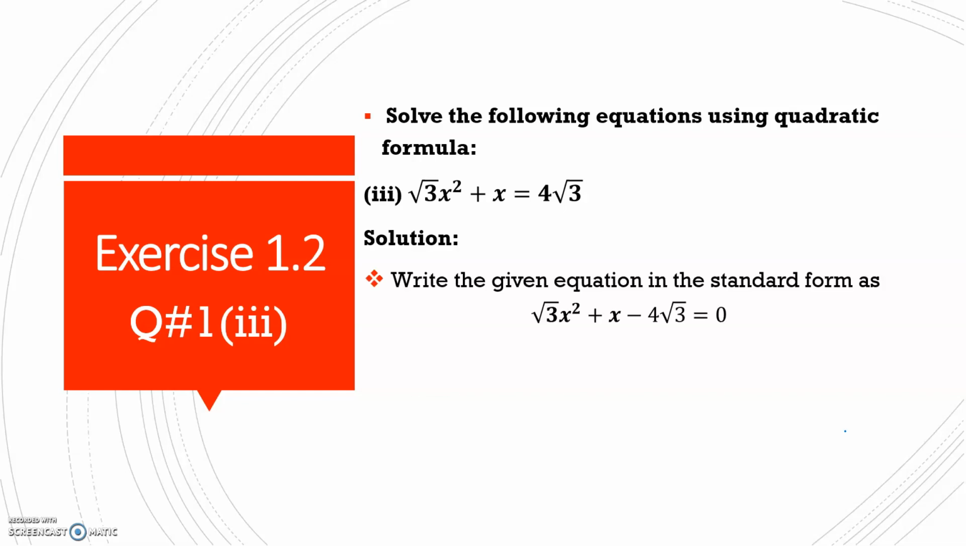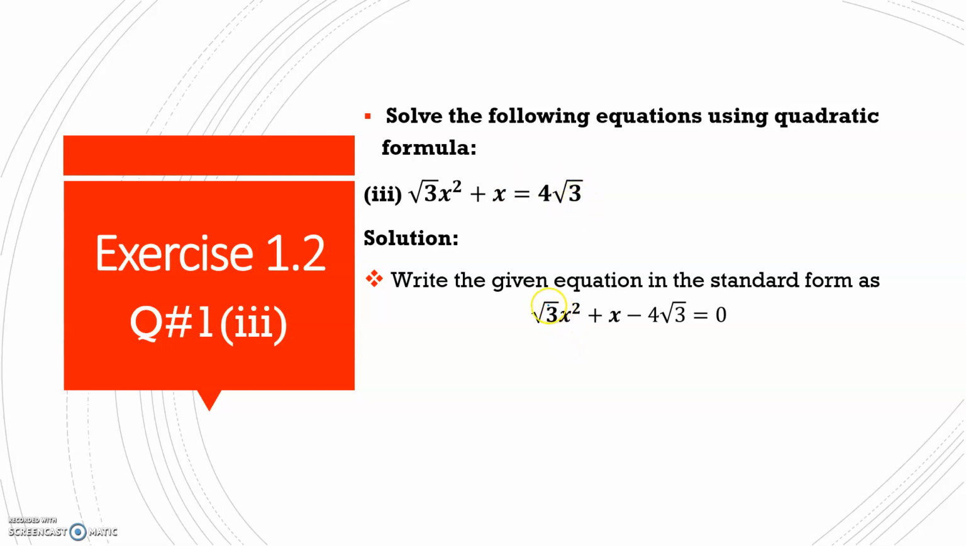Solution: Write the given equation in the standard form as square root of 3 into x square plus x minus 4 into square root of 3 is equal to 0. Here students, you can notice that 4 into square root of 3 will be shifted to the left hand side, so it will be subtracted and only 0 will be left over in the right hand side.